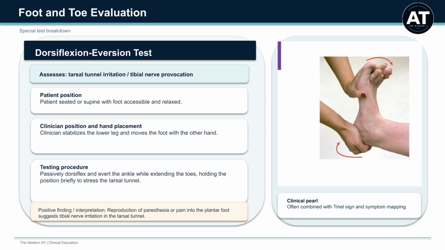A positive response is not just local stretch discomfort. It is reproduction of pain, tingling, burning, or paresthesia into the plantar foot. Interpret this test with symptom mapping, history, sensation, and Tinel sign rather than in isolation.